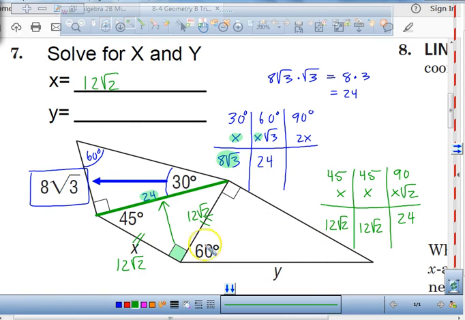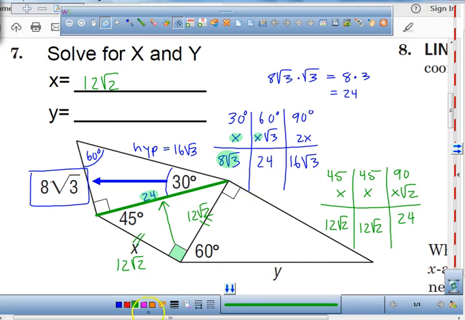All right, not that we need this for this particular problem, but what would my 90-degree side, what would my hypotenuse be for this triangle? What would it be? Not that we need it, but what would it be? 16 radical 3, right? It's double whatever that side is. Okay? So this side, even though we don't need it, okay, just good to know, that distance is 16 radical 3.